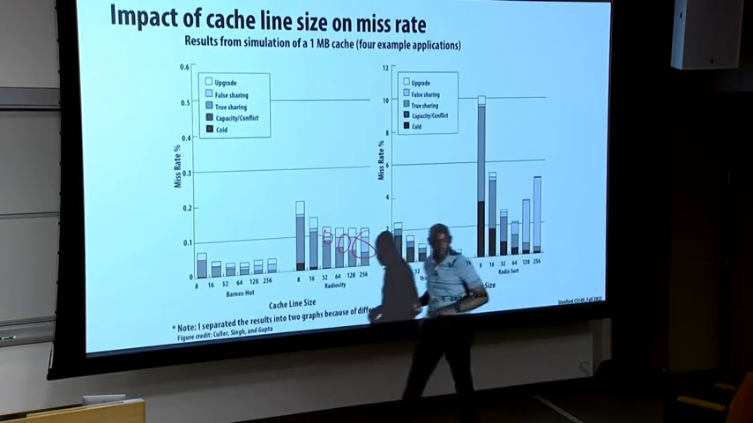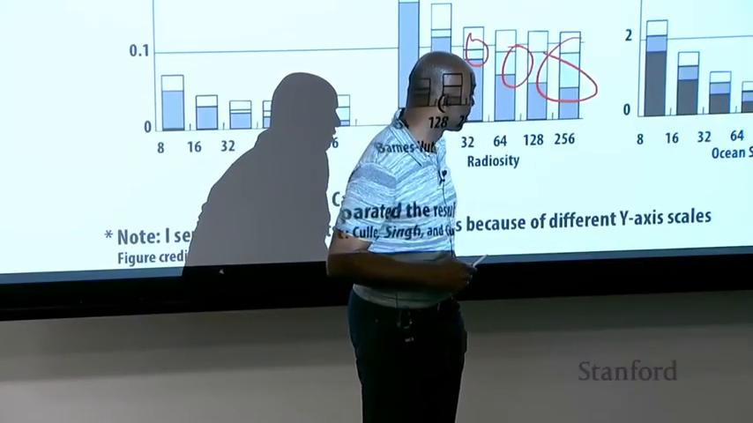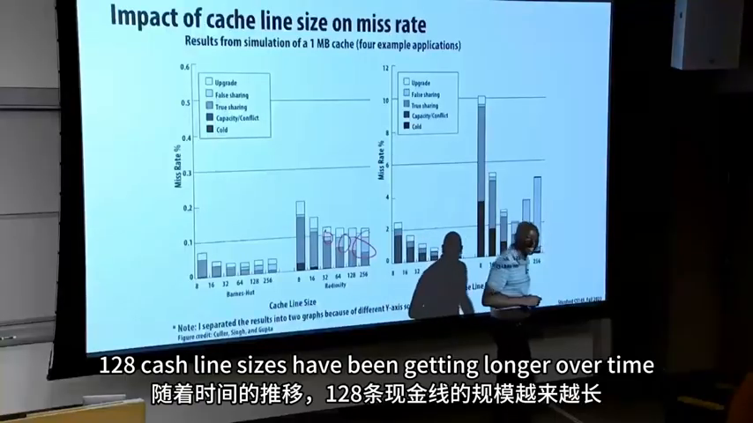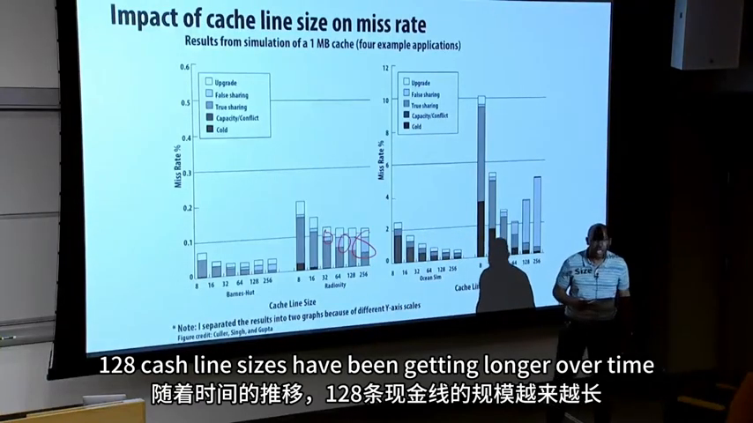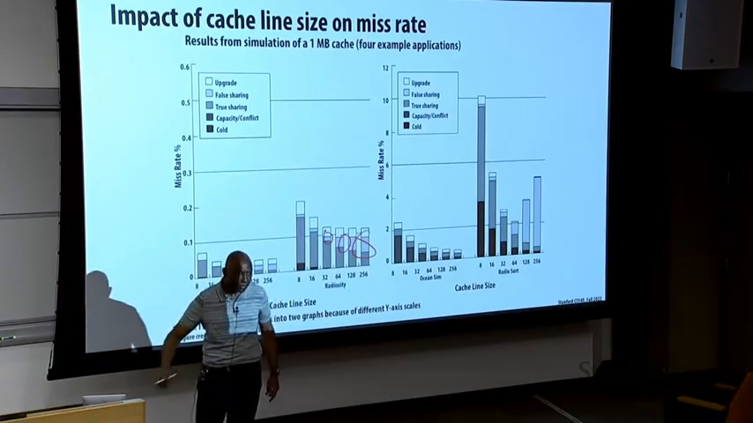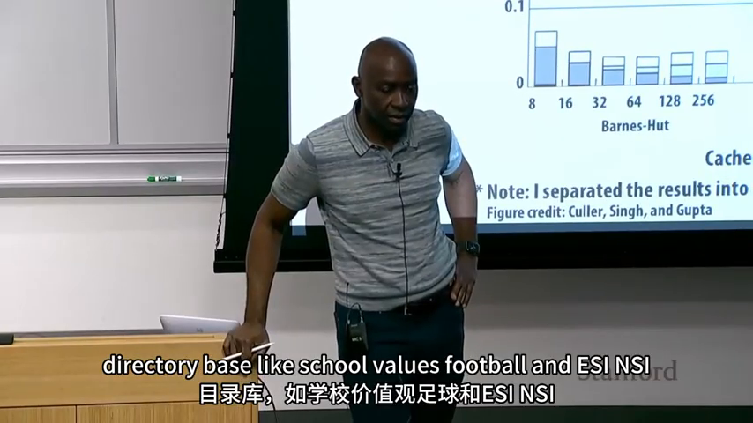Is 8 like the standard cache line size in most processors? It's like 64 or something like that. It depends, but usually it's 64, 128. Cache line sizes have been getting longer over time. I was interested in, so going back to the directory-based invalidation protocol in MESI and MSI.